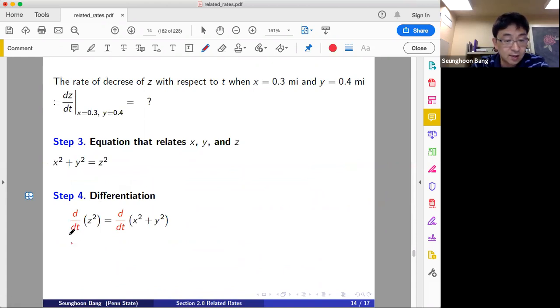What is d of z squared over dt? What's that? Could you write your answer on the chatting board, please? What's that?